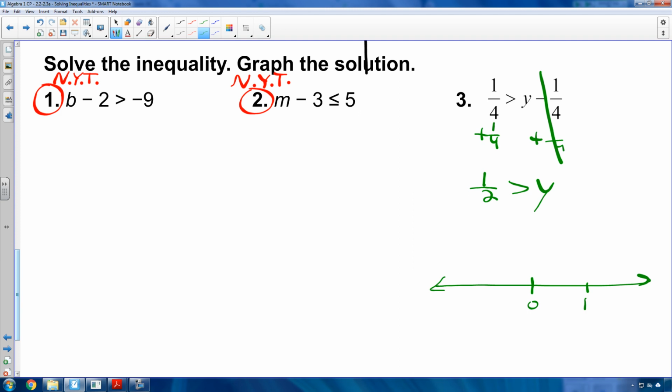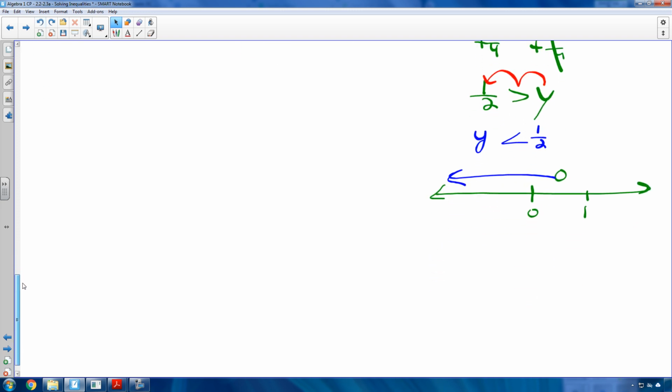A half is open. Now here's what's weird though. See how the arrow is pointing towards the y? You can flip this around so that the y is on the left, and then you'll realize y is less than 1/2. Or you can read it like y is less than 1/2, kind of like reading it from right to left, which is weird. So that's basically it. Pause the video and give 1 and 2 a shot.